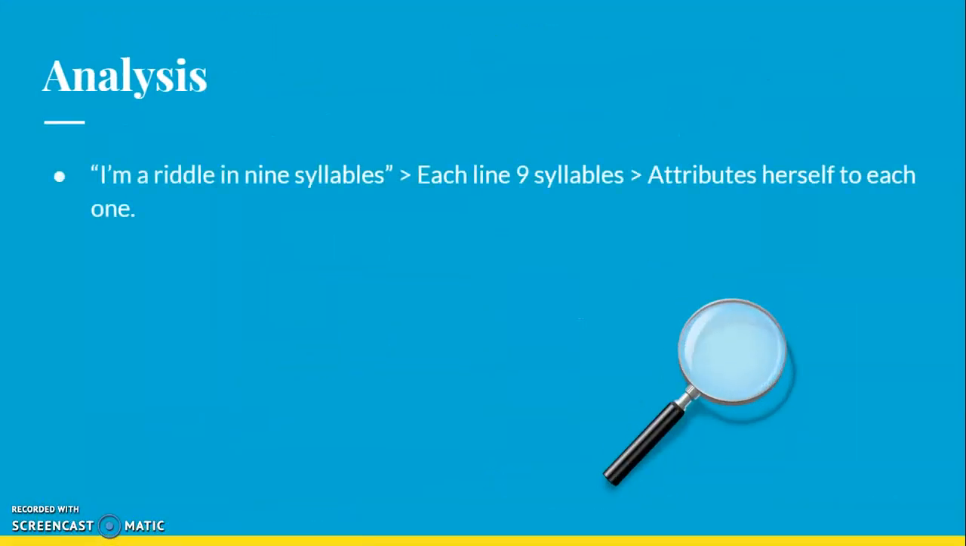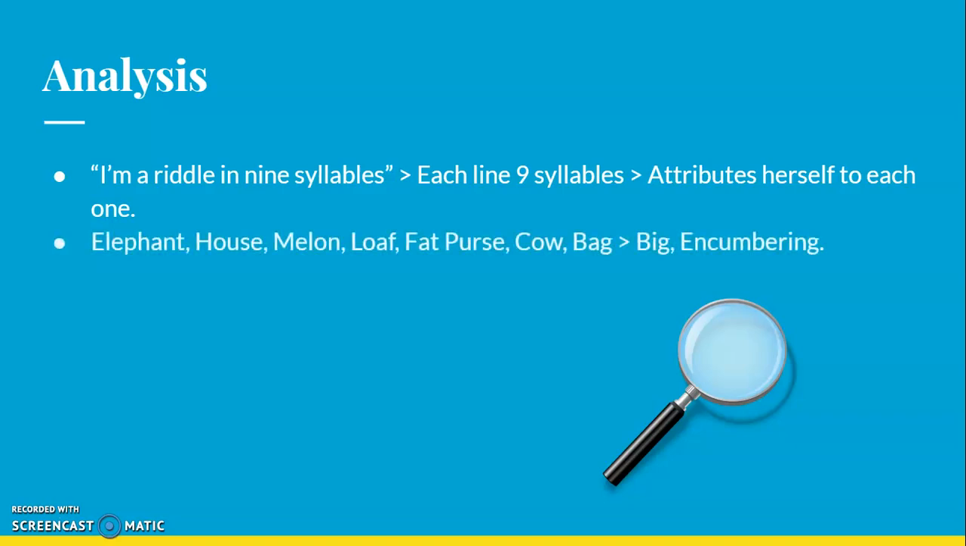So, to analyze this figure of speech, the first line says, I'm a riddle in 9 syllables. Each line is 9 syllables, and by saying I'm, the author is attributing herself to each consecutive line after this, which has the 9 syllables. So, we see the words elephant, house, melon, loaf, fat, purse, cow, and bag, which typically attribute to big or encumbering, something that's heavy for sure.